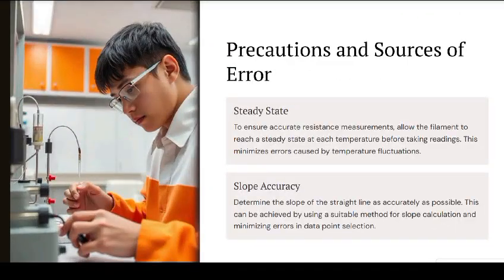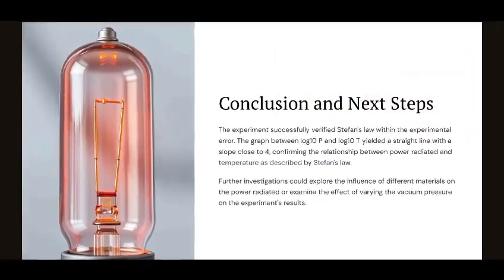Now, moving on to precautions and sources of error that we'll be keeping in mind while performing this experiment. Firstly, to get accurate resistance at a particular temperature, the filament voltage Vf and filament current If should be read every time after achieving a steady state, or the time difference between each observation should be about 3 or 4 minutes. Secondly, the slope of the straight line should be determined as accurately as possible.